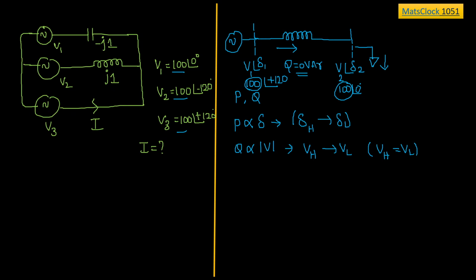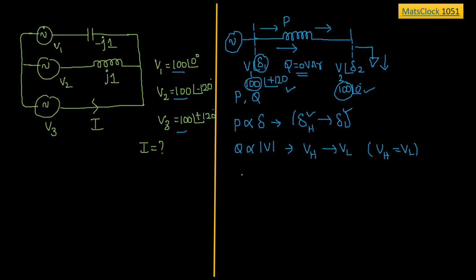I will come back and tell you why I told you this. But you can observe only real flow will be there. Why? Because the value of delta 1 is plus 120 degree, and the value of delta 2 is 0 degree. So how will power flow? Power will be directed from delta 1 to delta 2, because I told you real power will always flow from the higher value of delta to the lower value of delta. So from this I can predict the direction of the power flow.